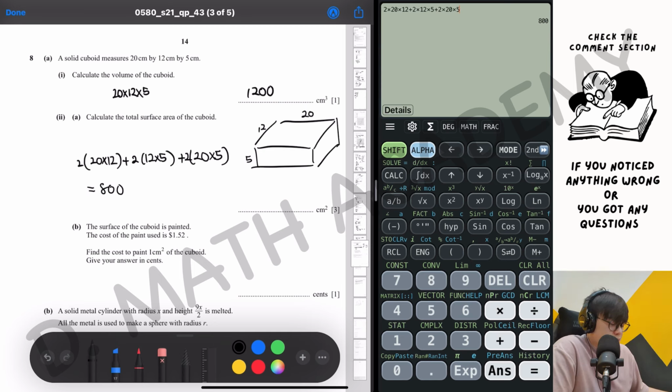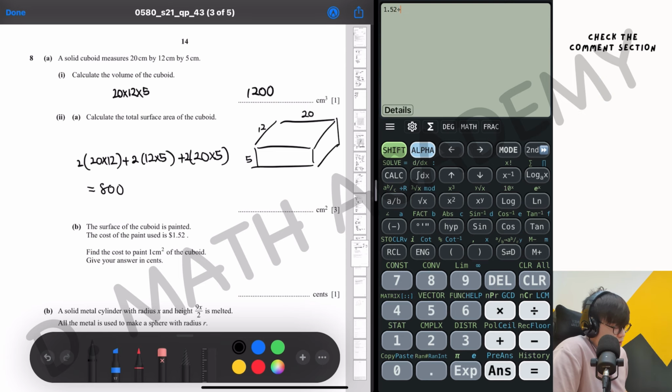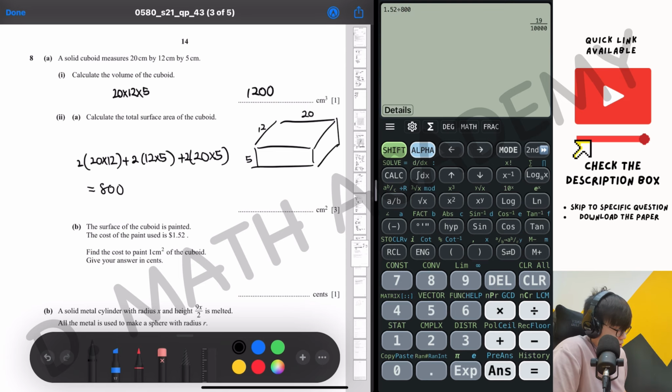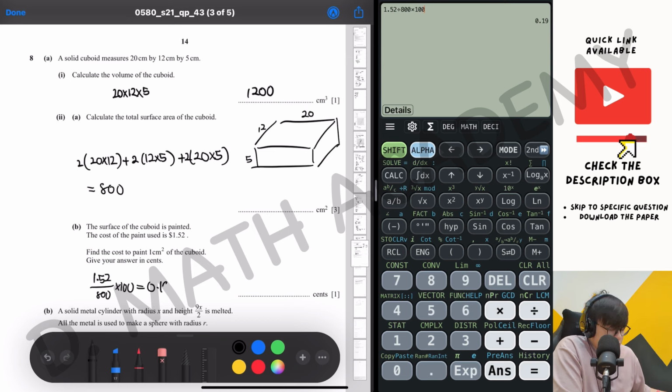As for the other one, the surface of the cuboid is painted. The cost of paint is 1.52. So you will take 1.52 divided by 800. Since they are referring to cent, you need to multiply by 100 again. So 1.52 divided by 800 and then multiply with 100. So the correct answer will be 0.19 cent.